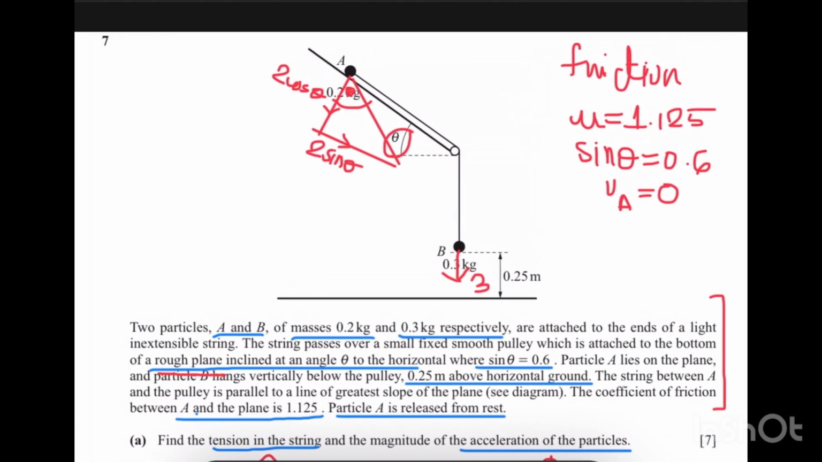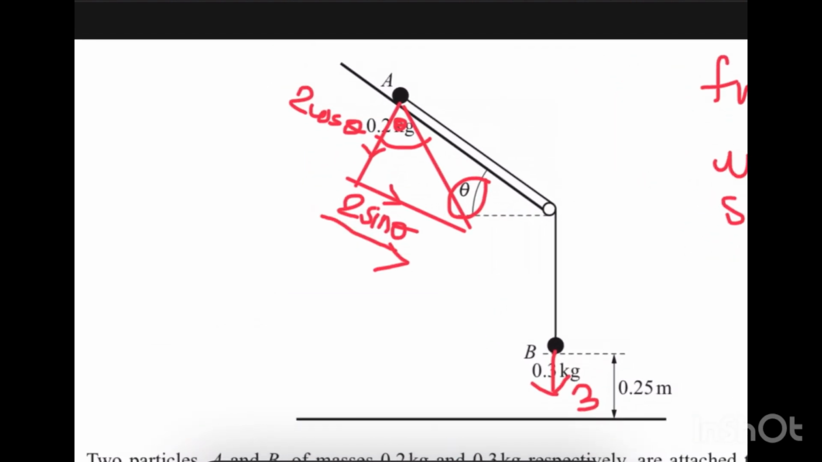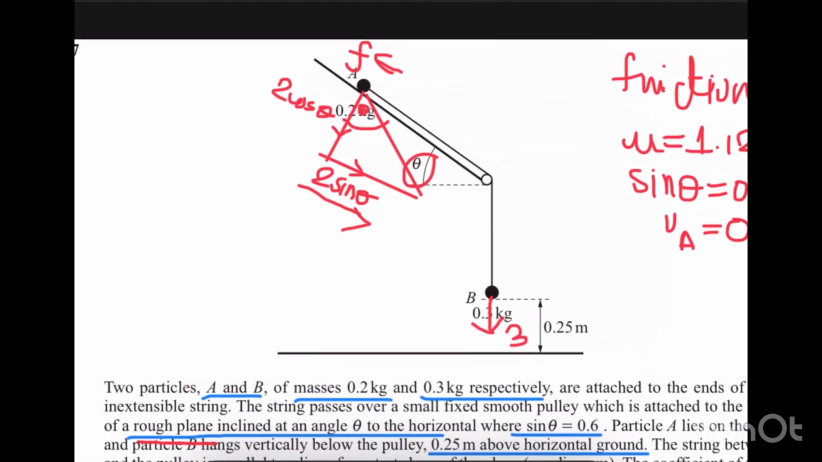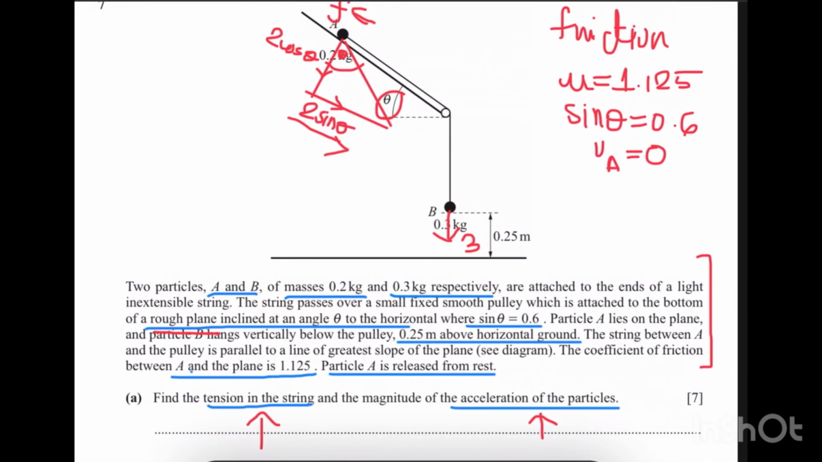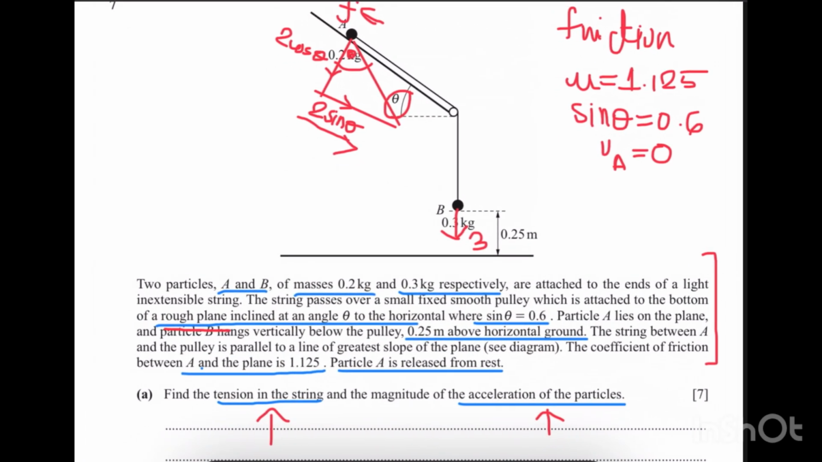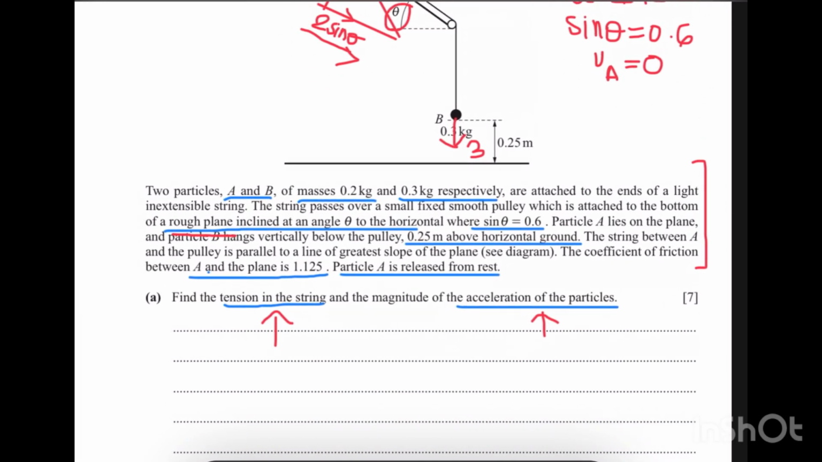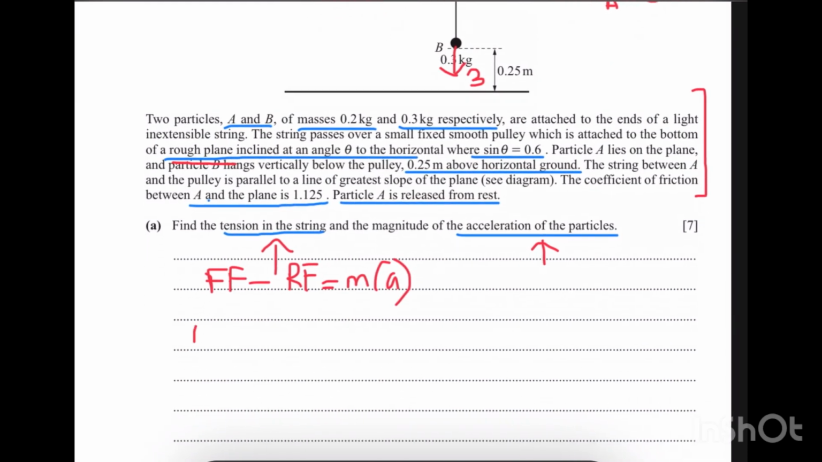And since it has a downward component of the weight which is pulling it downward, that means that the friction on A will act backwards in this manner, since it is always opposite to the intended direction of the motion. And so now we have to find the tension in the string and the acceleration of the particles. For this, we will use the forces formula, which is that forward force minus the resistive force is equal to the mass multiplied by the acceleration. So this will be different for both A and B.